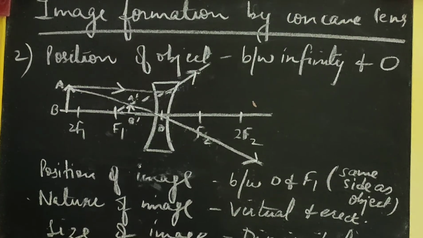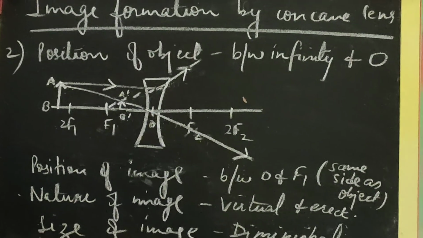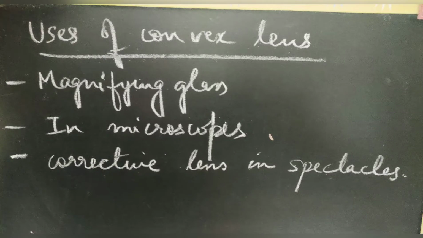Now we will discuss the uses of both these lenses. Uses of convex lens. Convex lens is used as a magnifying glass. We had discussed when we had drawn the ray diagrams also. The last ray diagram, when the object is placed very close to the lens between optical center and focus, the image formed is virtual, erect and magnified. Hence it is also used in microscopes because they also serve the same purpose, and also as corrective lenses in spectacles.